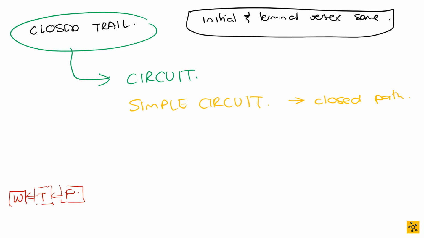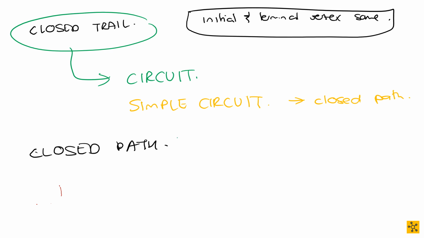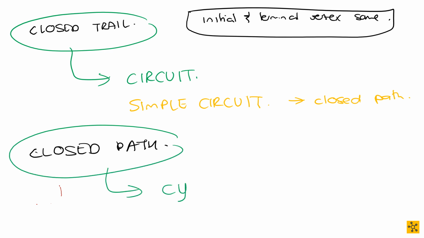Another word for a closed path is a cycle. So more commonly, you'll see a closed path being described as a cycle. So overall, what you need to know: a circuit is a closed trail and a cycle is a closed path. And that's it. And that's actually where I think we stop for this week.